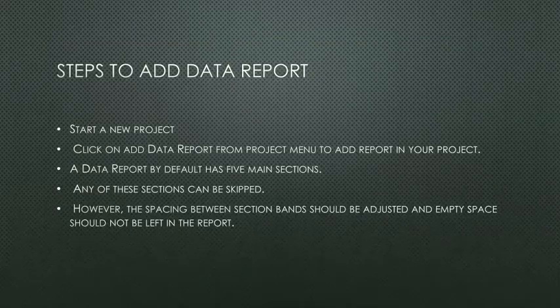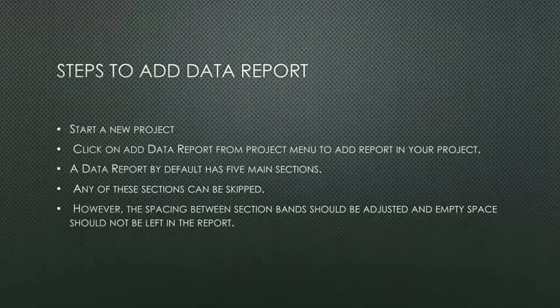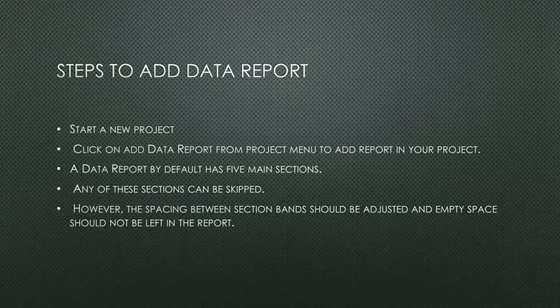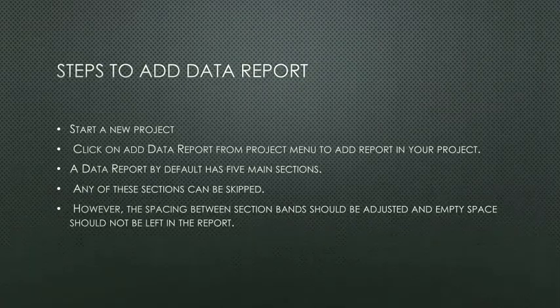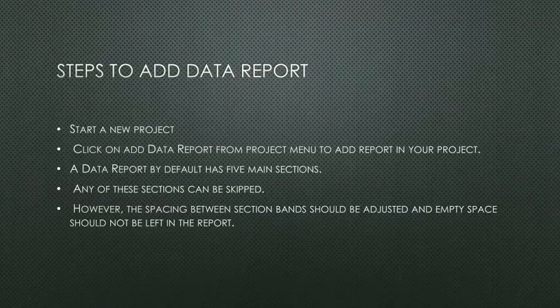Next are the steps to add a data report. Start a new project. Click on Add Data Report from the project menu to add a report in your project. A data report by default has 5 sections. Any of these sections can be skipped. However, the spacing between section bands should be adjusted and empty spaces should not be left in the report.